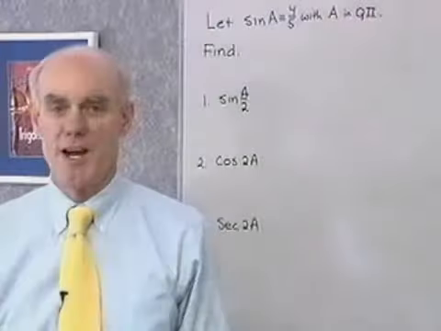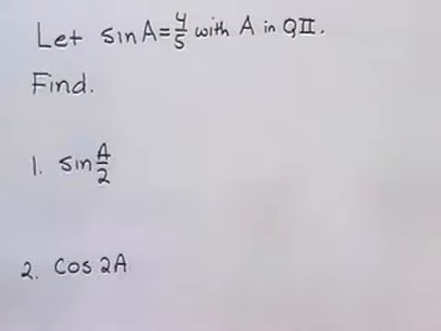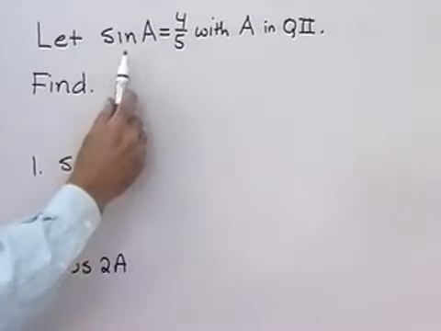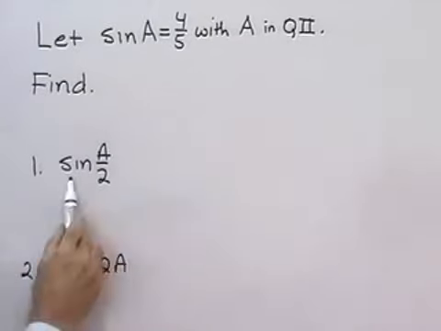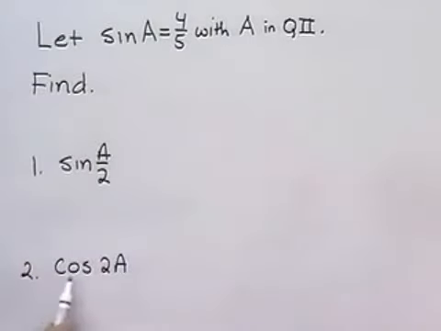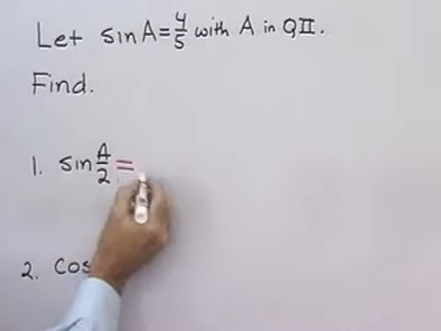We want to work now with our half-angle formulas, and I've written our first problem over on the board. Let sine A equal 4/5 with A in quadrant 2, and find sine of A over 2, cosine of 2A. Well, sine of A over 2, this is a half-angle formula.